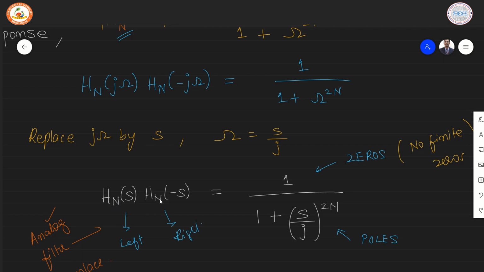Hn(s) into Hn(−s) is equal to 1 by 1 plus (s by j) whole to the power of 2n. The numerator here conveys the location of the zeros, the denominator conveys the location of the poles. From this we observe, since there are no s terms in the numerator, we can conclude that there are no finite zeros. But solving the denominator will definitely give us the location of the poles. Let us do that next.